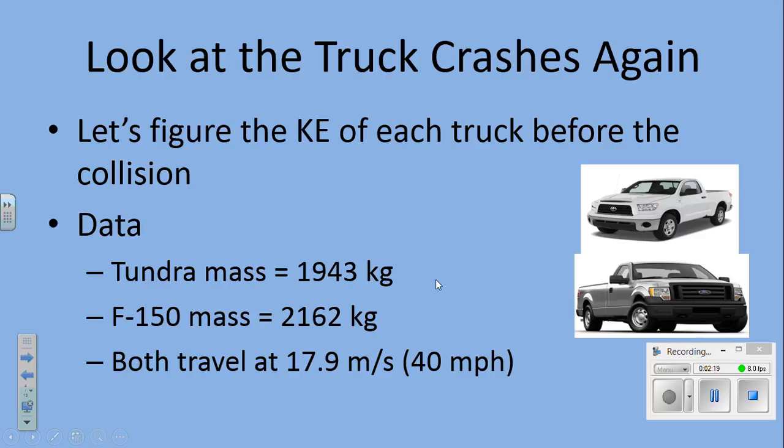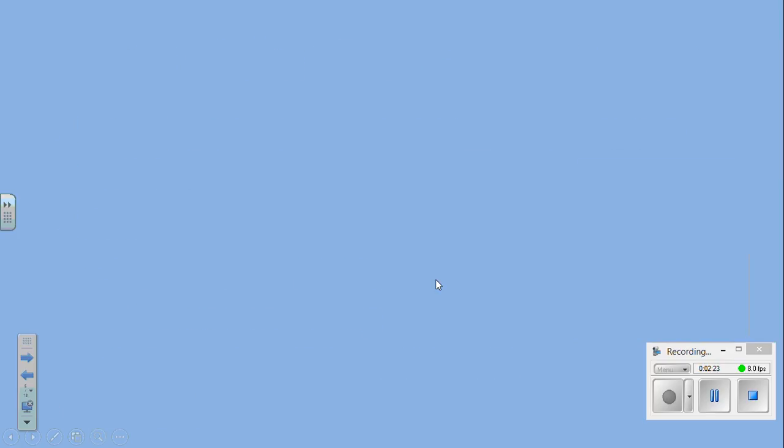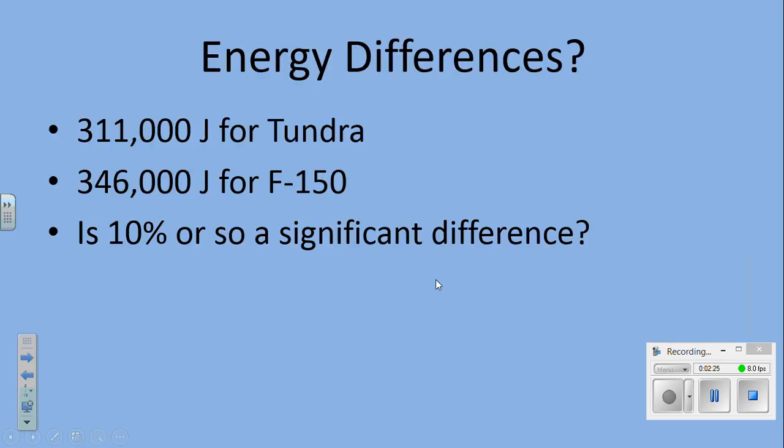Okay, so hopefully you've done your calculations as I asked, so you practiced using that kinetic energy formula. And the answers to this are about 311,000 joules for a Tundra and about 346,000 joules for an F-150, which is about a 10% or so difference. I'm asking if it's significant, and let's just assume that it's not a big difference between the two. So in essence, they have the same amount of kinetic energy before they run into that barrier.